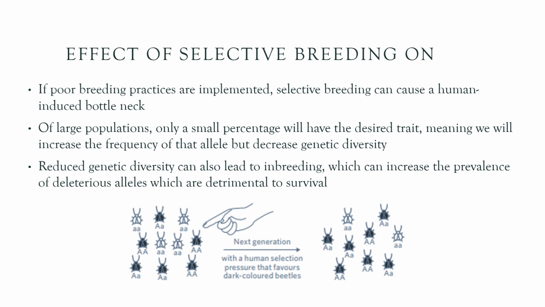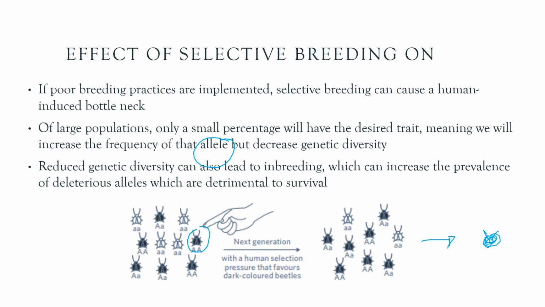So if we have poor breeding practices, which often we do, selective breeding can cause a human-induced bottleneck. If we have a large population and there's only a very small percentage that have a desired trait that we like, that means that we will be increasing the frequency of that one allele, but then decreasing the genetic diversity of the rest of the population. So for instance, if we really just want these dark coloured beetles for research that we are undertaking, we start to breed only dark beetles, and then eventually it'll be all dark beetles.